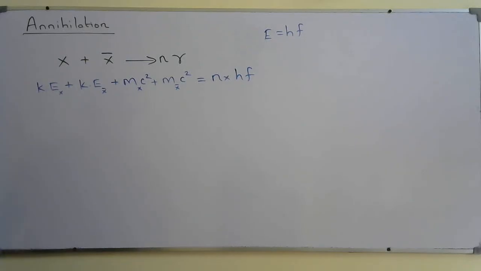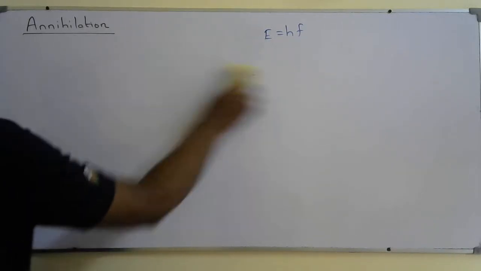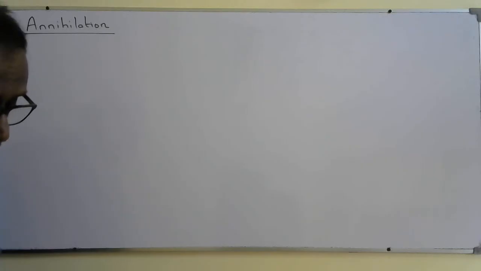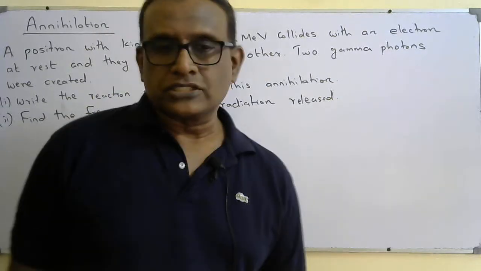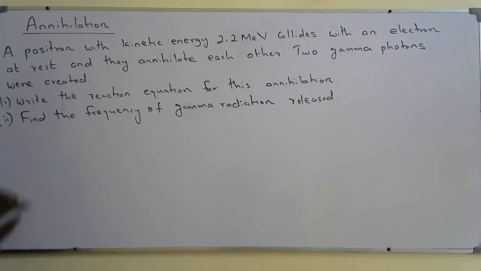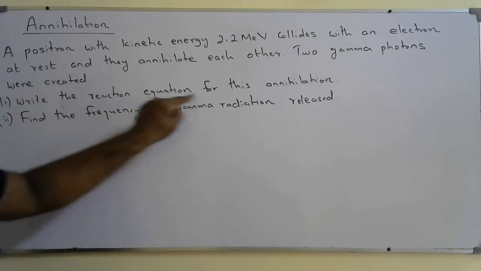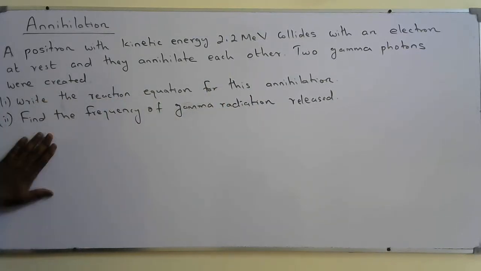Okay, we'll do a question now. You can see this question. A positron with kinetic energy 2.2 mega electron volt collides with an electron at rest. So the kinetic energy of the electron is zero, since it's at rest. And they annihilate each other. Two gamma photons were created. Write the reaction equation for this annihilation. Find the frequency of the gamma radiation released.